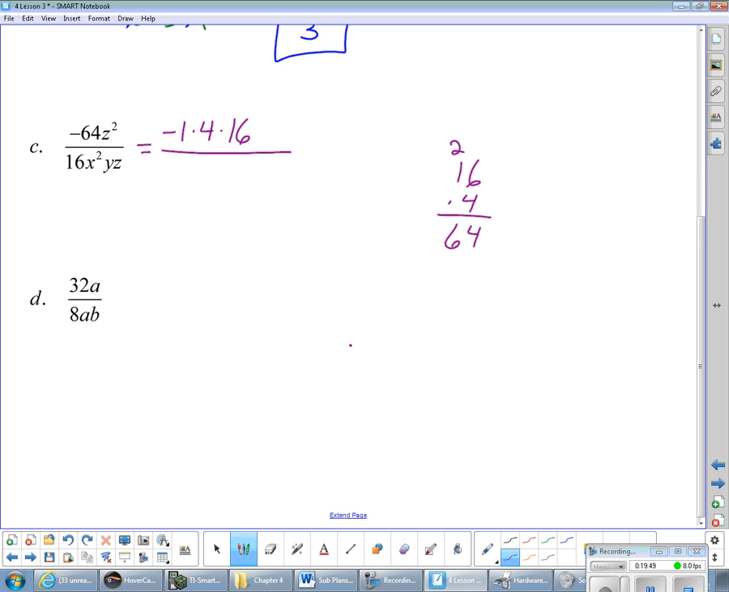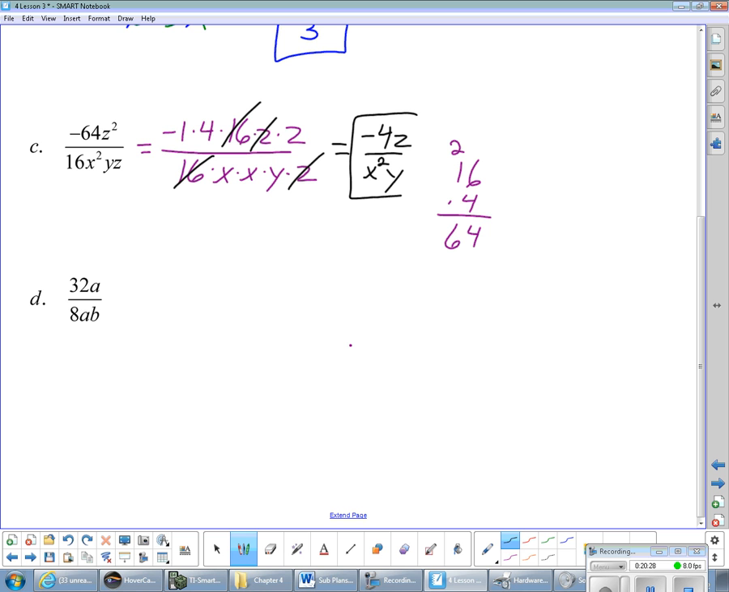And then we have z squared, so we have z times z. And then in the denominator, we don't even have to factor the 16 because it's going to cancel with the 16 we already have there. So we have 16 times x times y times z. And so therefore, going through, the 16s reduce out, and one of the z's reduces out. So what are we left with? Well, in the numerator, we have a negative 1 times 4, which is negative 4. And in the denominator, we still have, oh, forgot the z. Sorry about that. We have a z also in the numerator. In the denominator, we have an x times an x, which is an x squared, times a y. And so this fraction, negative 64z squared over 16x squared yz, would simplify to be negative 4z over x squared y.